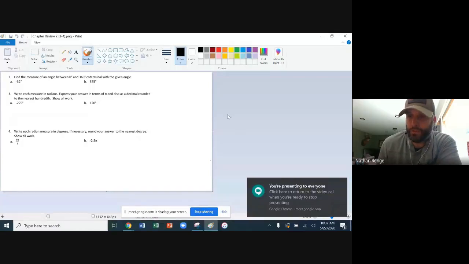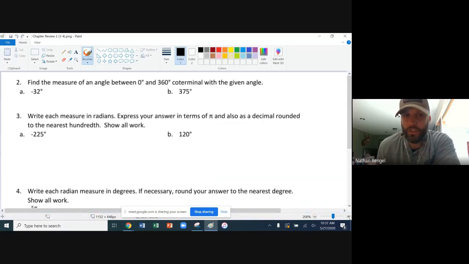We're going to go through problems 2, 3, and 4. So all looking back to 13.2 when we started talking about angles. Problem 2, find the measure of an angle between 0 and 360 coterminal with the given angle.